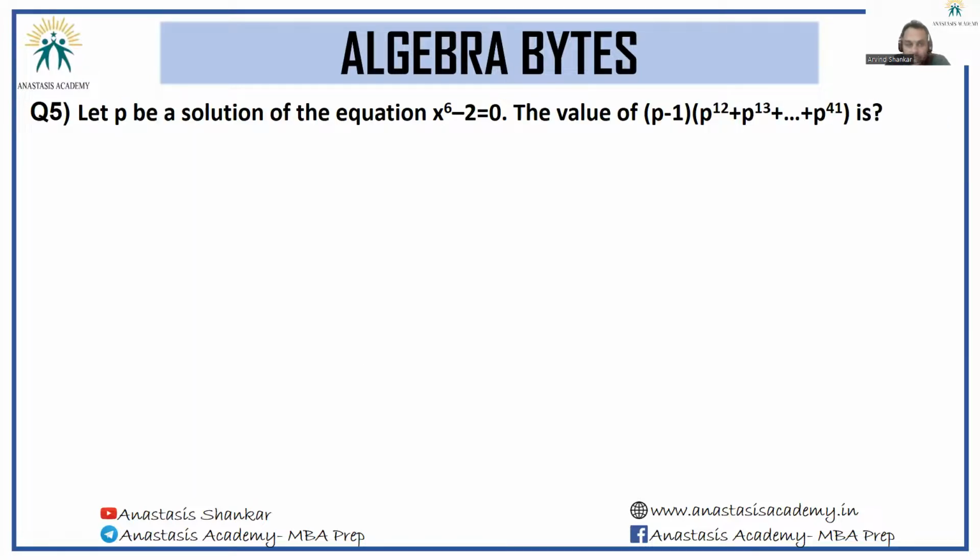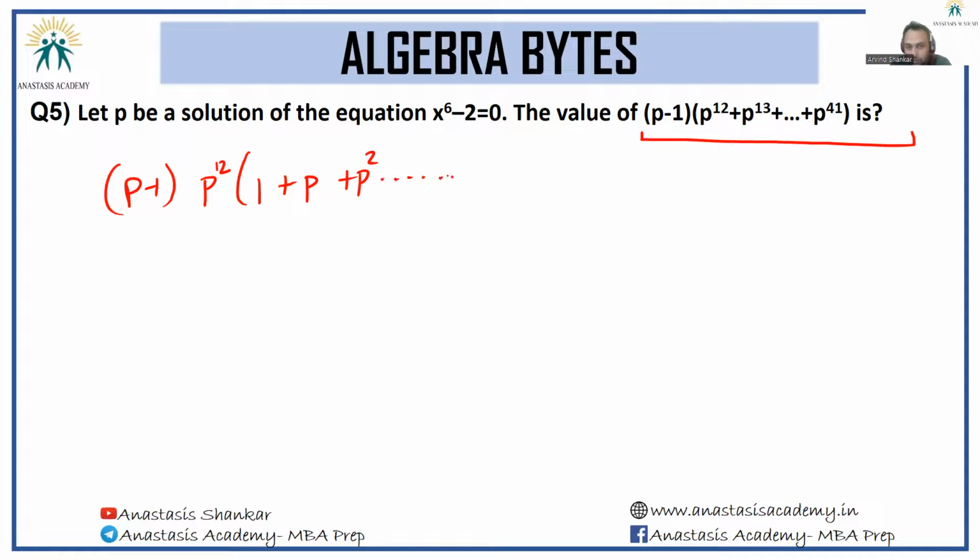Next question. Let P be a solution of the equation x raised to the power 6 minus 2 is equal to 0. The value of P minus 1 times the given expression is what we need. I'm working with this alone. I take out P raised to the power 12 outside, left with 1 plus P square, and so on and so forth. It will keep on going up until P raised to the power 29. There is a geometric progression.